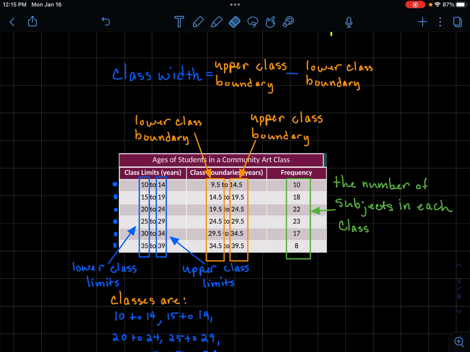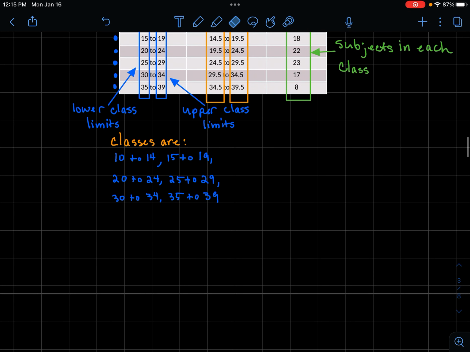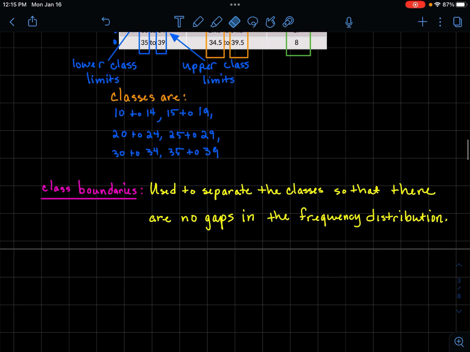So since we're talking about ages here, how many students are between the ages of 10 and 14? In that particular class, there's 10. How many students are between the ages of 15 and 19? There are 18. 22 students are in the class of 20 to 24, and we can continue that out through all the data points here. So there's lots of information within these distributions.